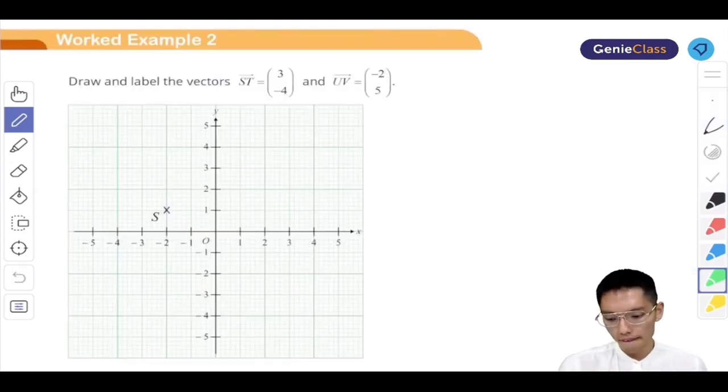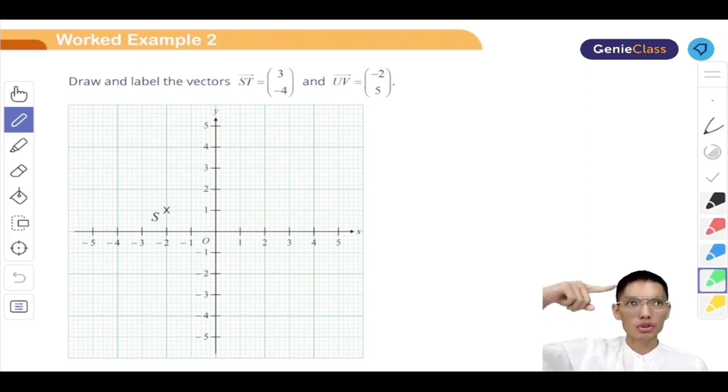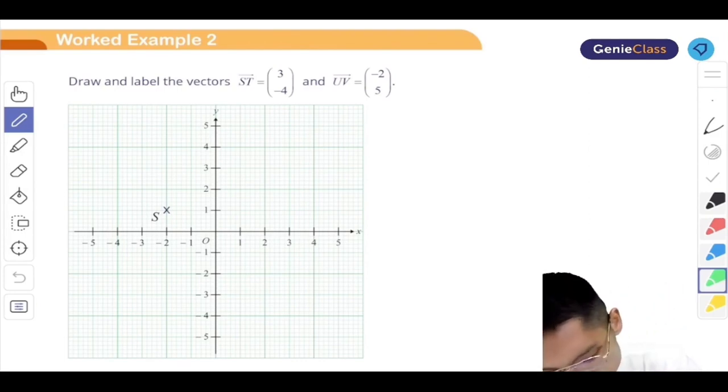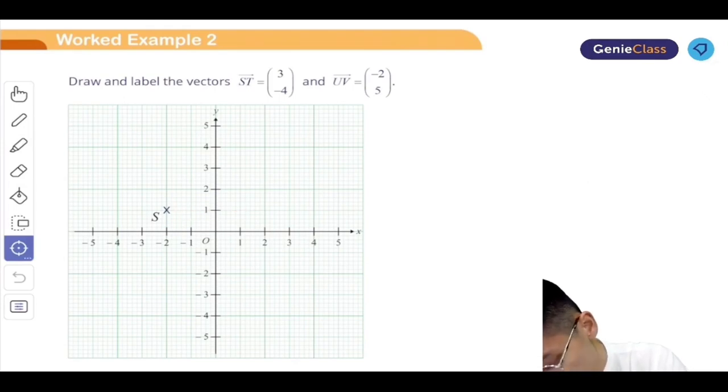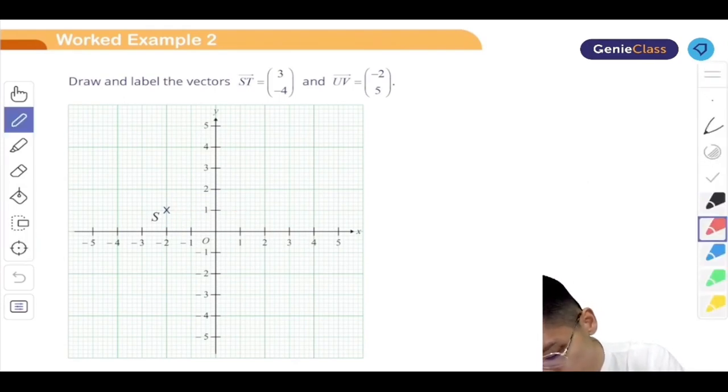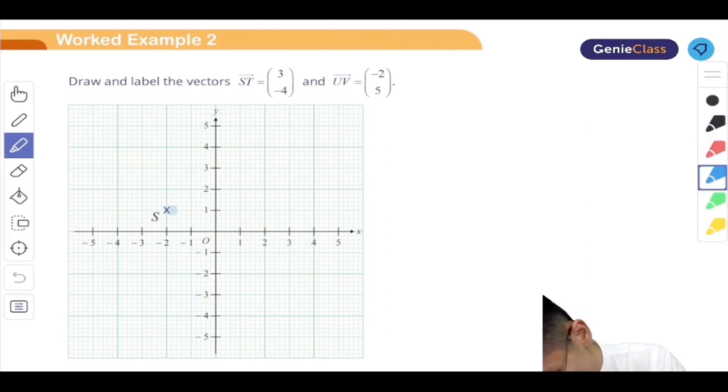Let's move on. So what happens right now? I have a few points labeled for me. First set of questions: draw and label the vector ST. Now what happens is S is given to you but T is not given. So we have to visualize. 3 units means what? 3 units to the right. So moving from -2 to the right is going to be 1 unit, 2 units, 3 units. So the first part means I'm going to move to 1.